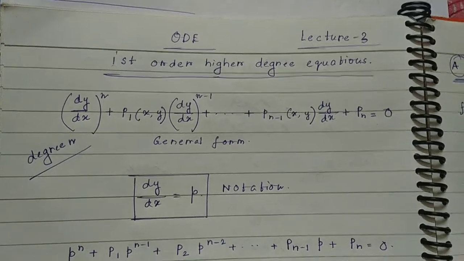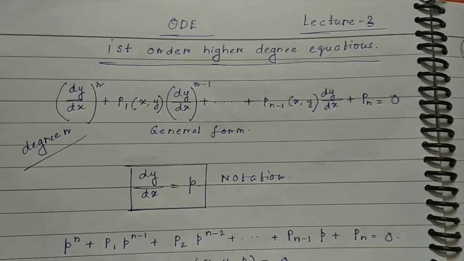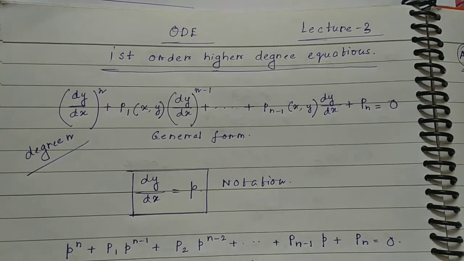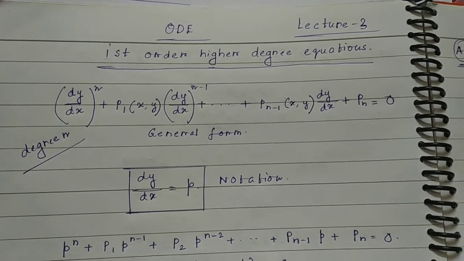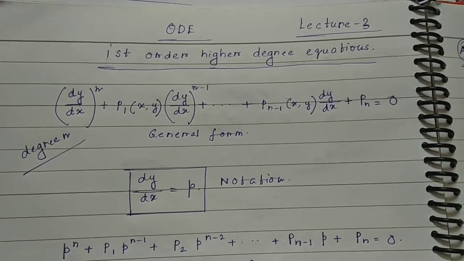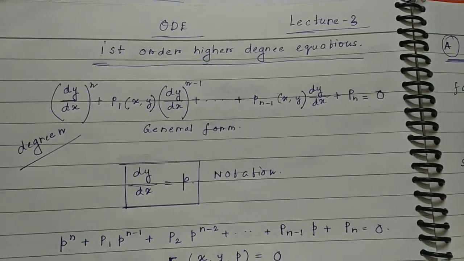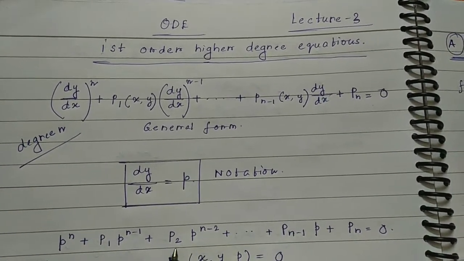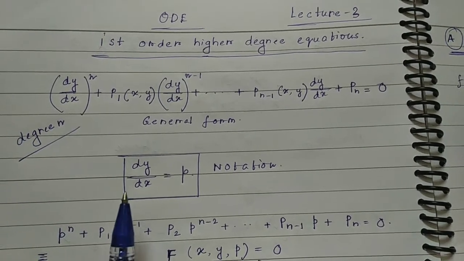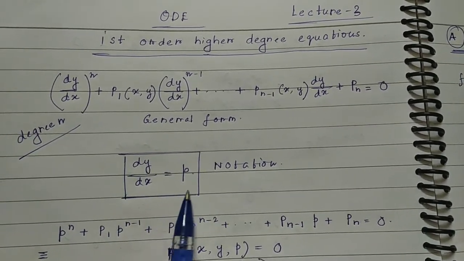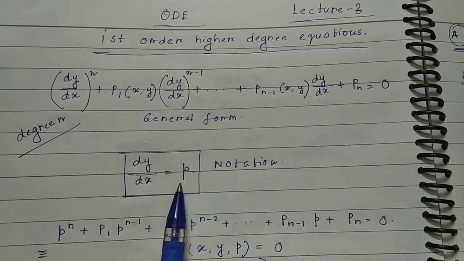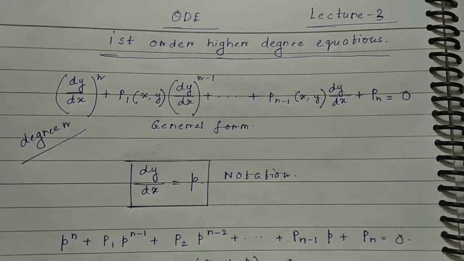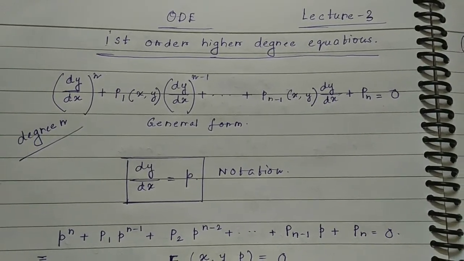In connection with this, we will use a particular type of notation which will help us to minimize the notation somehow. These mathematical notations can reduce our burden. You can reduce this by taking dy/dx equal to p, and if you put p everywhere, this equation will be less clumsy.